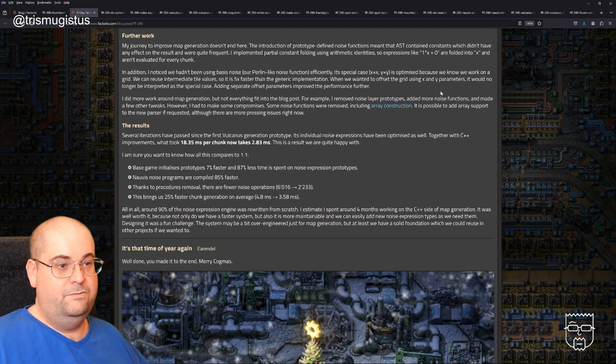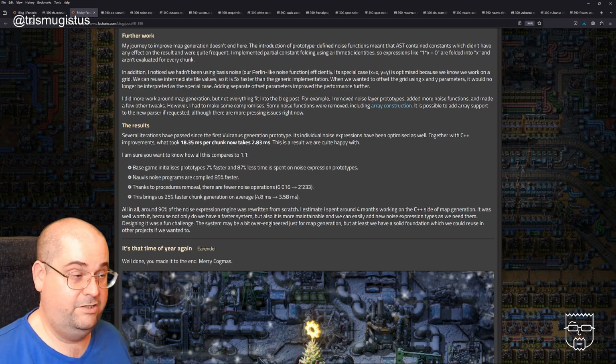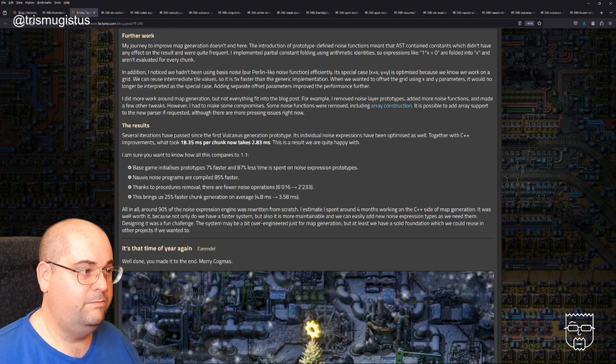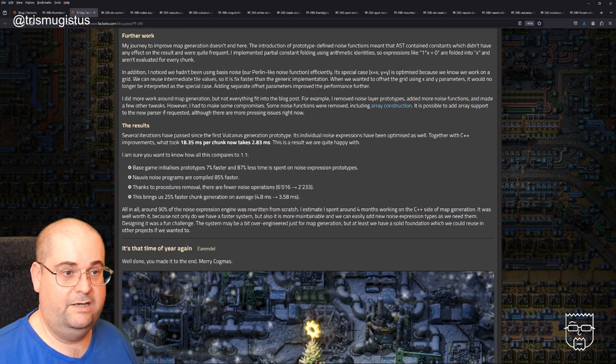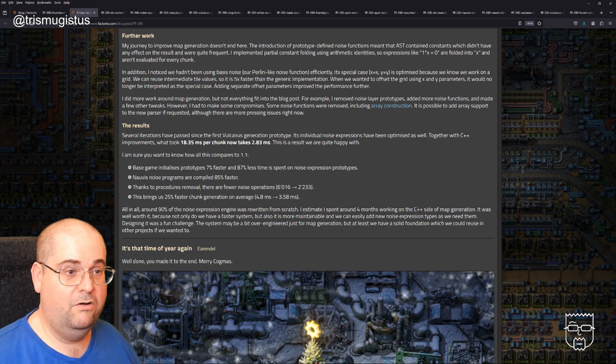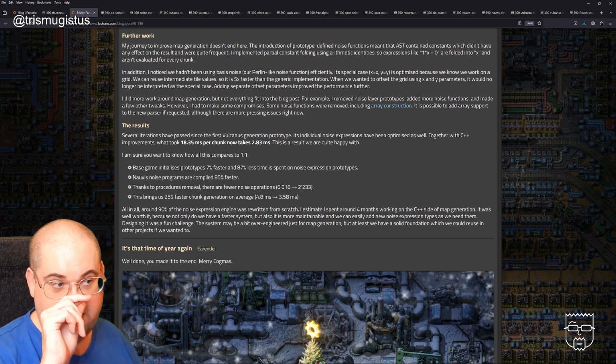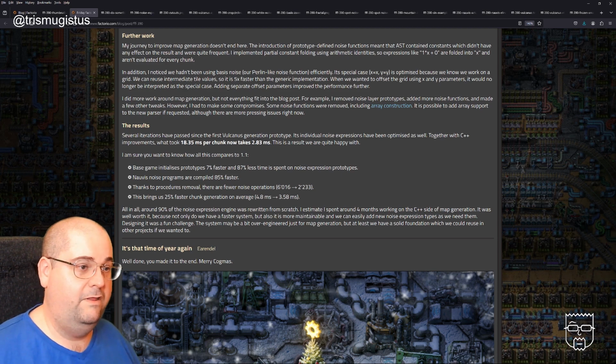In addition, I noticed we hadn't been using basis noise, our Perlin-like noise function, efficiently. Its special case, x equals x and y equals y, is optimized because we know we work on a grid. We can reuse intermediate tile values, so it is 5 times faster than the generic implementation. When we wanted to offset the grid using x and y parameters, it would no longer be interpreted as the special case. Adding separate offset parameters improved the performance further.